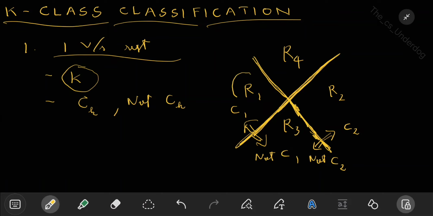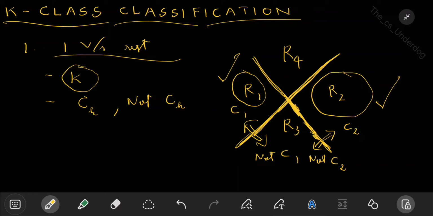So in case of R1, it is very clear. It belongs to C1 and not C2, which means it is the region where the class is C1. Very clear. What about the region R2? Here, according to the second decision boundary, it belongs to class C2, right? And according to the first decision boundary, it belongs to not C1. So it belongs to C2 and not C1. So fair. This is of class C2.